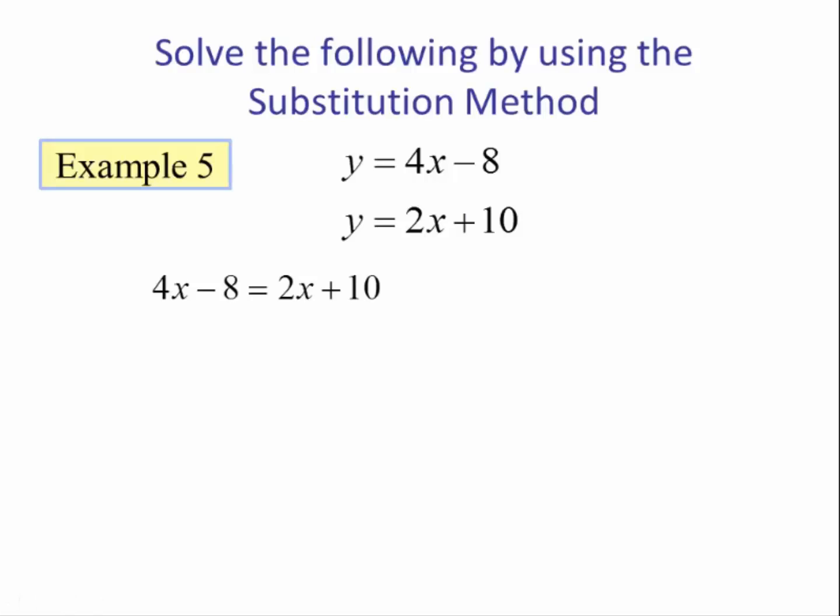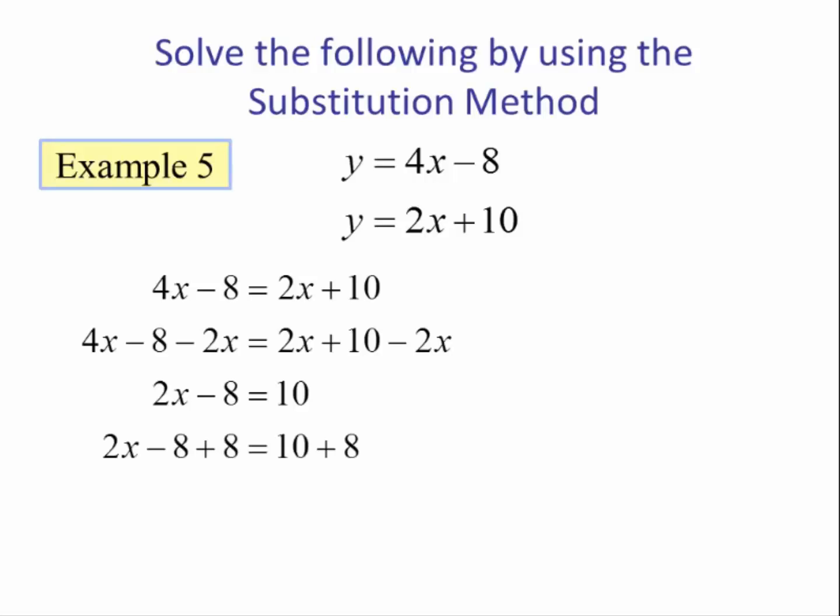This gives me the equation 4x minus 8 equals 2x plus 10. We have x's on both sides, so I'm going to subtract 2x from both sides. That gives me 2x minus 8 equals 10. Add 8 to both sides, we have 2x equals 18, and dividing by 2, we see that x is equal to 9.